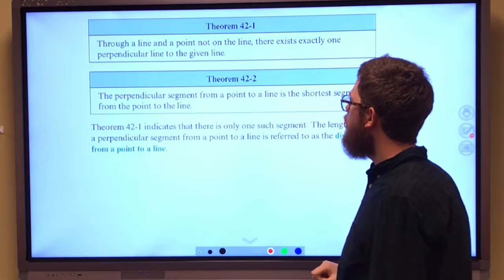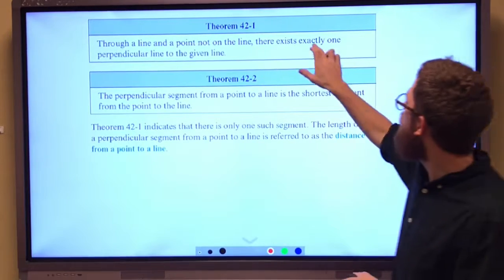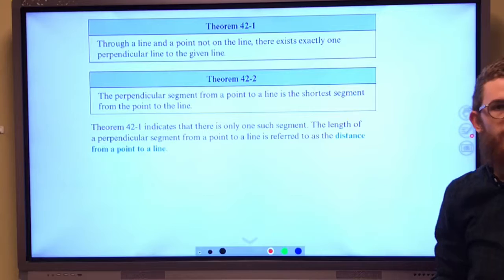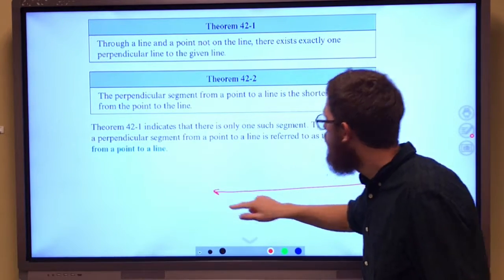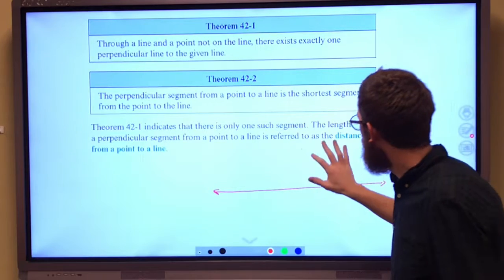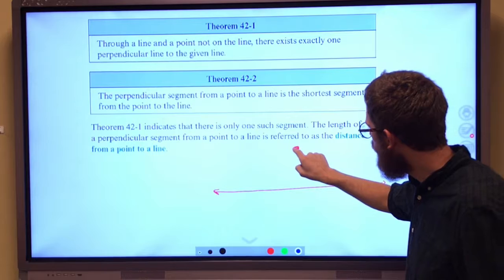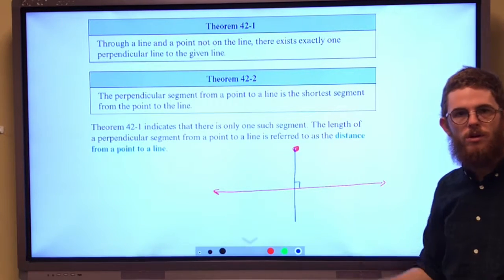2 theorems for us. Through a line and a point not on the line, there exists exactly one perpendicular line to the given line. So it's similar to our parallel postulate from before. Through a line and a point not on the line, there's going to be exactly one perpendicular line to the line.